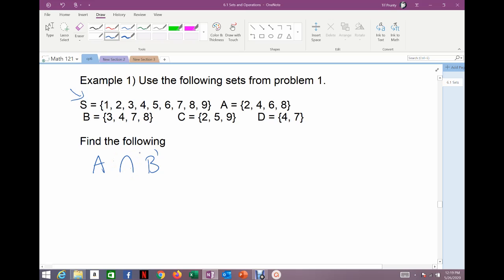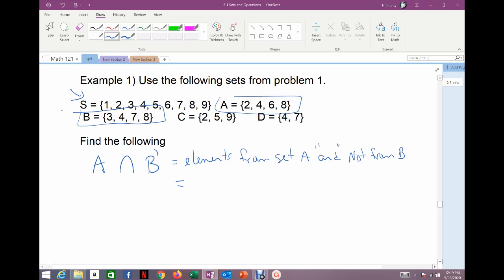This symbol, remember what it means. This symbol, remember what it means. And so I want the elements from set A and, that symbol is the and symbol, not, that's the complement, not from set B. So those are the ones we're looking for. I'm only looking at A and B. So I want anything that's in A and not in B.